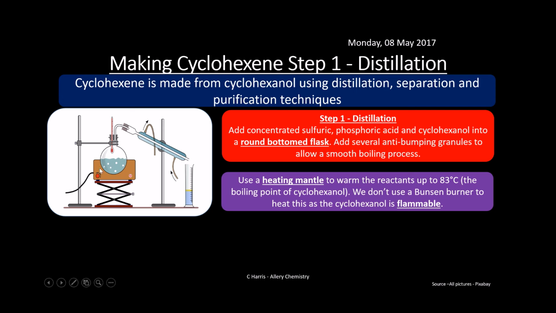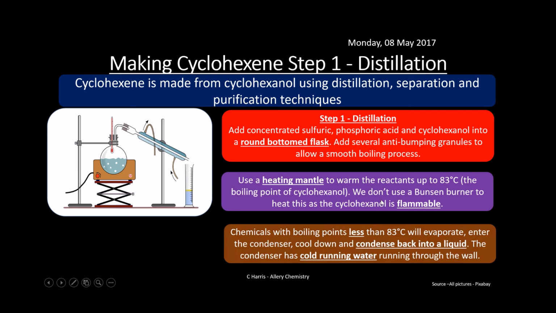Right, so we're using a heating mantle, like we said before, and we're going to warm it to about 83 degrees Celsius. This is the boiling point of cyclohexanol. Okay, so we're just going to boil that. And we don't use a Bunsen burner. That's really important. We're using an electrical heating element here. This is plugged in because cyclohexanol is flammable. If you put a Bunsen burner under there and you get vapors of cyclohexanol coming off, you've got a fire on your hands. So it's an important safety point.